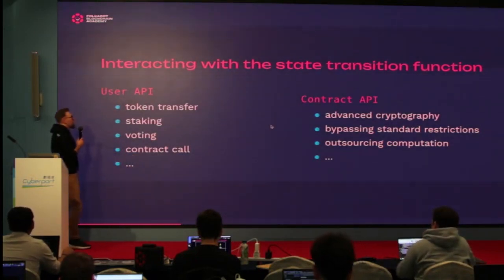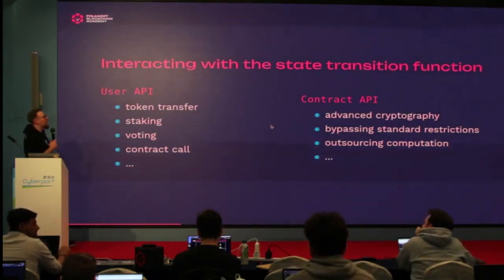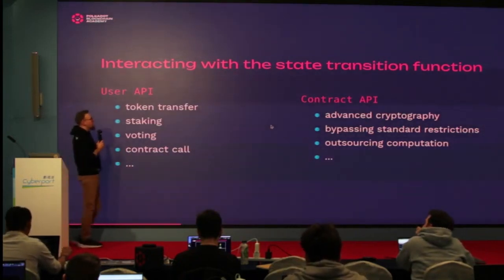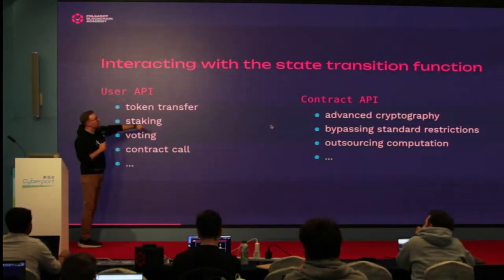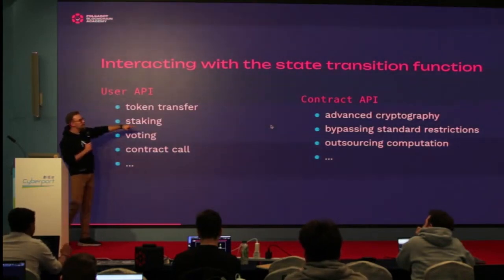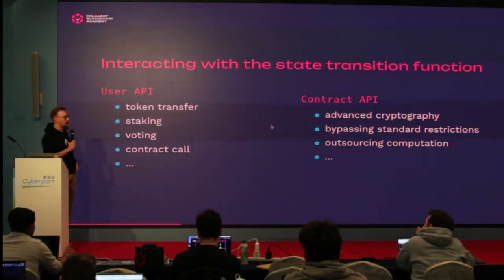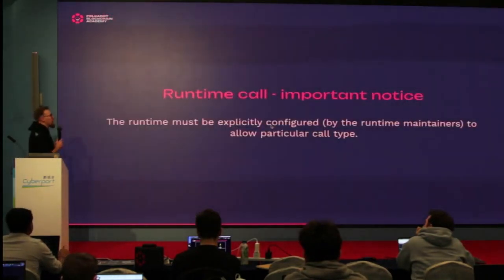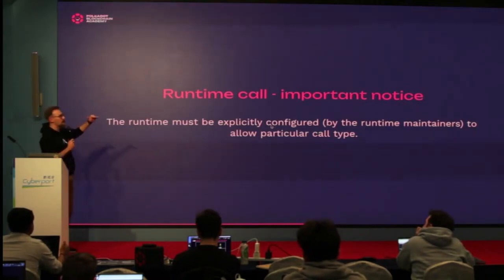So if you are, for example, familiar with the liquid staking process, it usually requires that the staking API, staking extrinsics, are available for contracts. However, as I said, this must be explicitly configured at the blockchain level, the state transition function level.